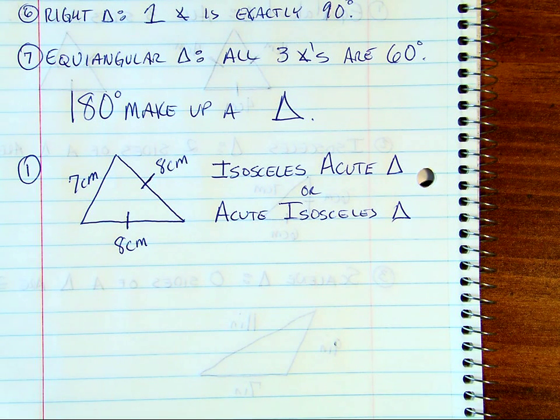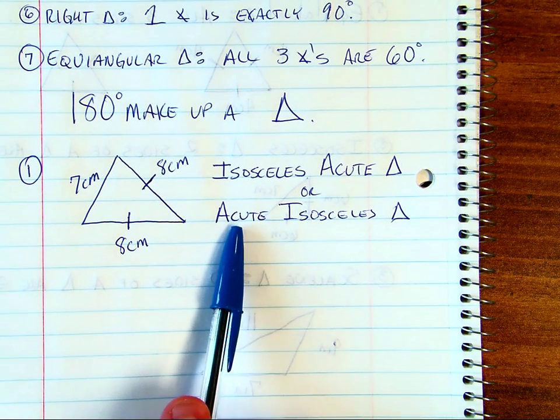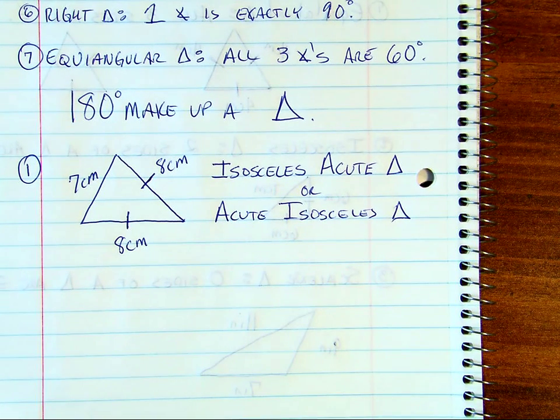Does it matter? No, it doesn't matter the order. However, the one that is a little bit more appreciated is if you put the angle first and then the side. But if you on a test put isosceles acute, obviously you would not get it wrong.